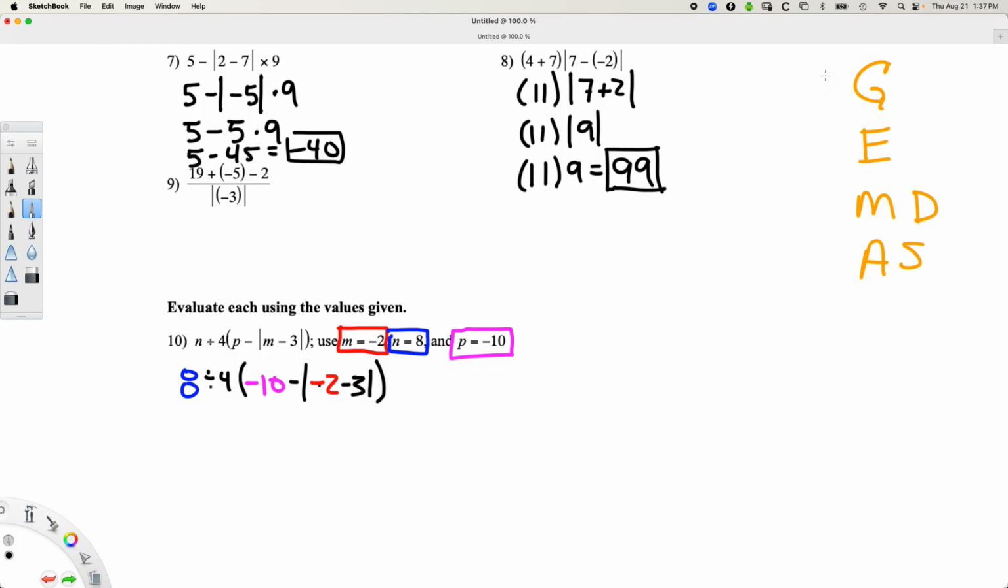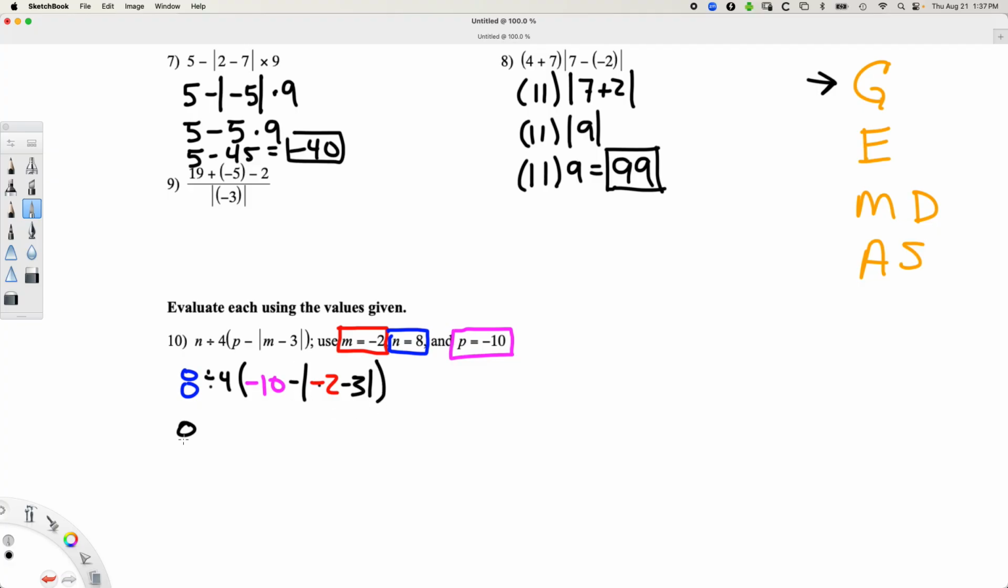So we go through, we say, are there any grouping symbols? And the answer is yes, we have a grouping symbol here, and then one here. We have a grouping symbol inside of another grouping symbol. And when you do that, you go from the inside out. So the first thing I'm going to do is this piece here.